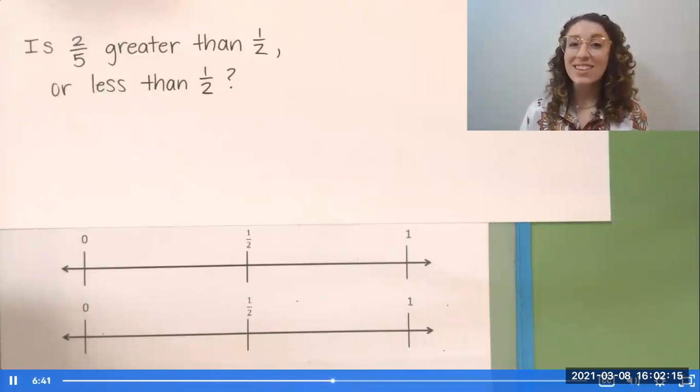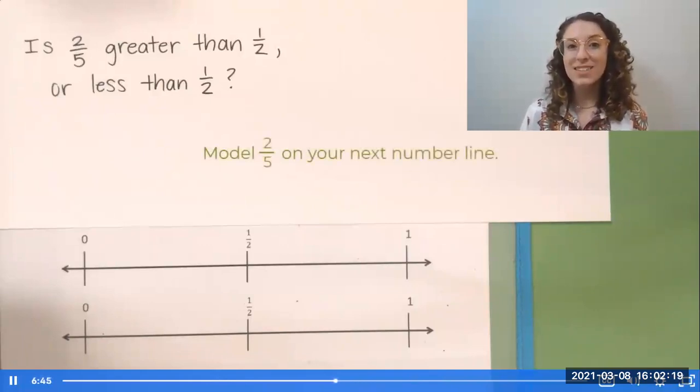Let's check that reasoning using a number line. Model 2/5 on your next number line. Then compare 2/5 and 1/2.